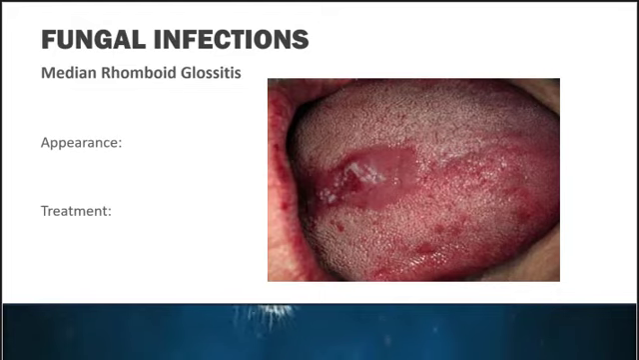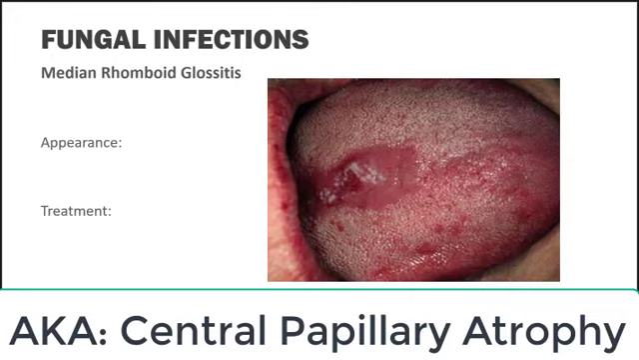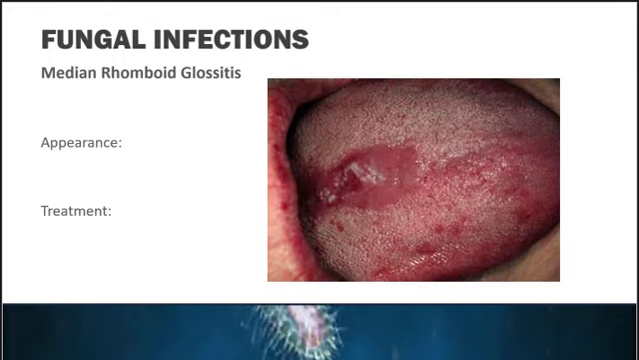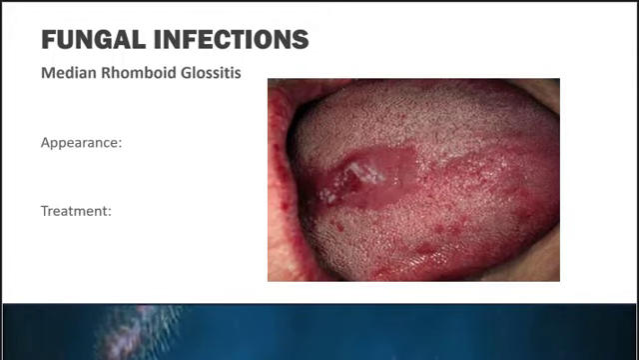Median rhomboid glossitis is one that you're already familiar with. So it is called central papillary atrophy. This will appear as an erythematous, often rhombus-shaped, flat to raised area on the midline of the posterior dorsal tongue.